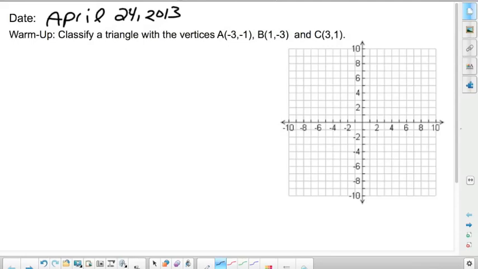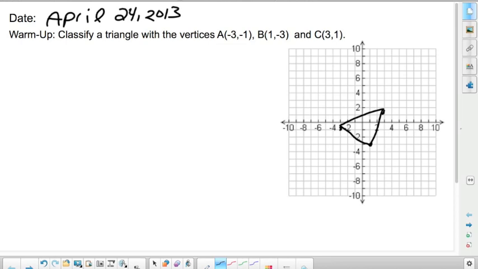First thing, if you have the graph paper, just draw your triangle. So plot it out. (-3, -1), (1, -3). This is down here. (3, 1). We got a little triangle that looks like that. Okay? Let's work on this first.